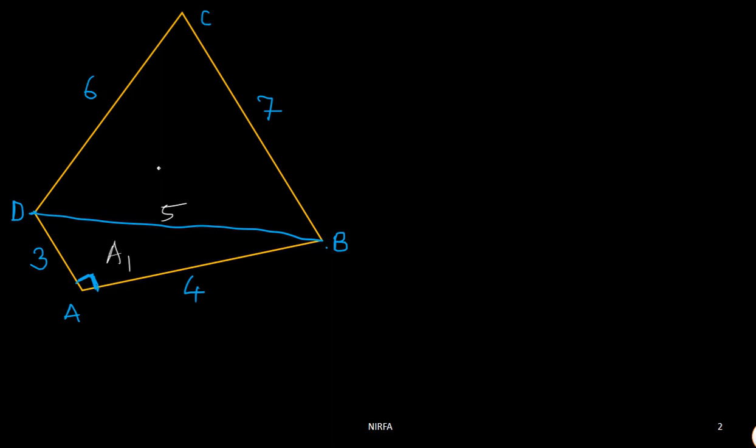Now I am going to find the area of this triangle DBC. This is not a right angle triangle, but all three sides are given, therefore we have only one choice, that is Heron's formula. So use Heron's formula here and find the area of this triangle DBC, denoted by A2. Then add these two areas, A1 plus A2, and I will get the area of quadrilateral ABCD.